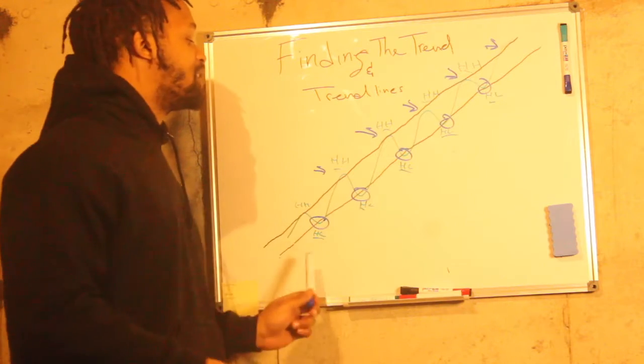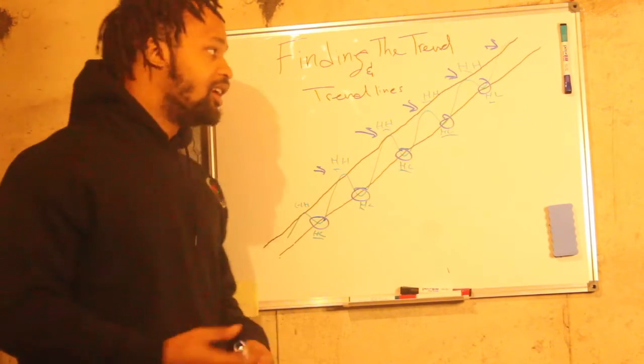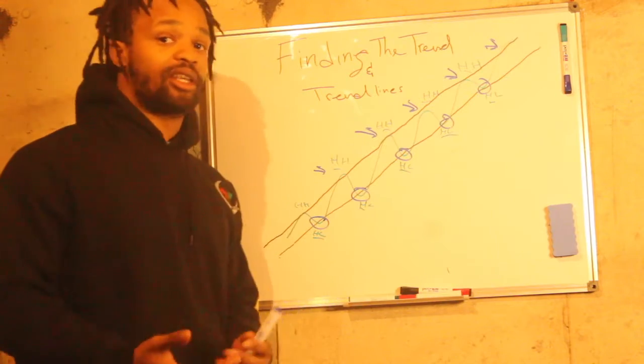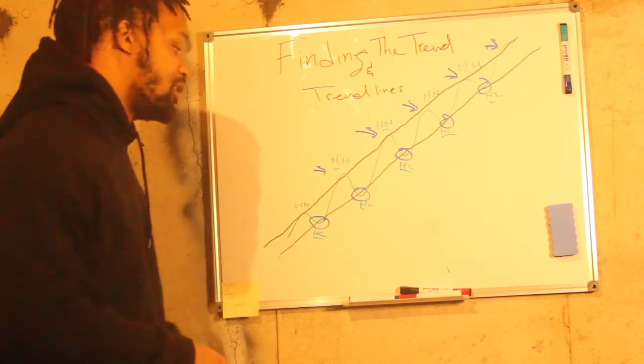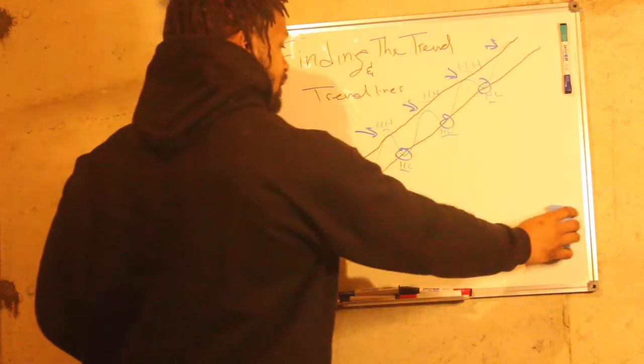That's how you can identify a trend. That's how we can identify whether we're buying or selling, and that's how we can also identify when we need to get in and when we need to get out of a trade. So that's an uptrend, right?